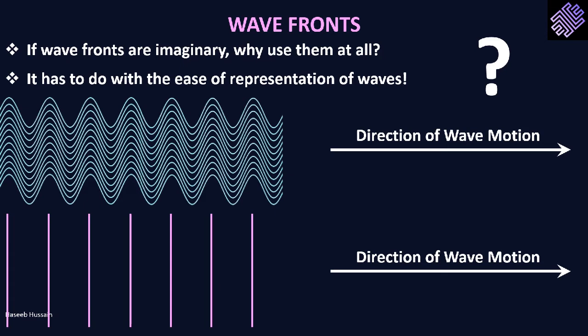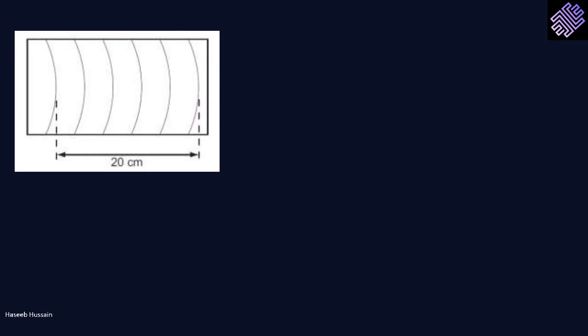These straight lines join all the points that are on the peak of the wave, and therefore represent wavefronts. I'm sure you'll consider drawing straight lines a lot easier than drawing wave patterns, and that is why we use wavefronts to represent waves. Now let us attempt a few practice problems concerning wavefronts. In the image, we are given the distance from the first wavefront to the last wavefront as 20 centimeters, and we are required to determine the wavelength.